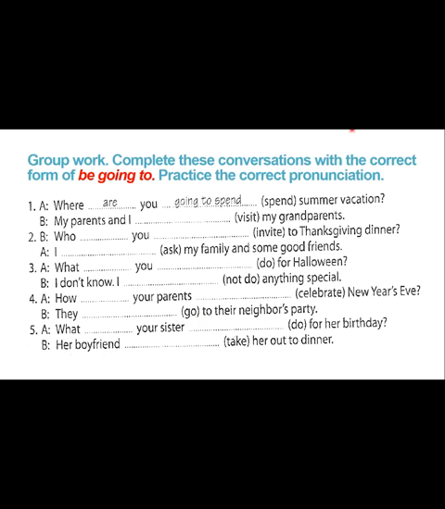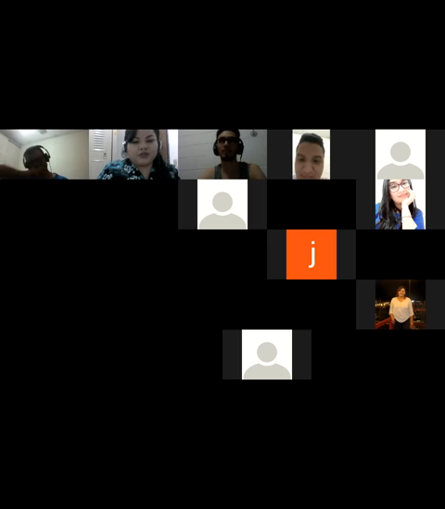¿Quién va con el número cinco? Me, teacher. Okay, Lester. What are your sister going to do for her birthday? Okay. ¿Quién trabajó con Lester? Me, teacher. Okay. Her boyfriend is gonna take her out to dinner. Okay, her boyfriend is going to take her out to dinner. Okay, very good.